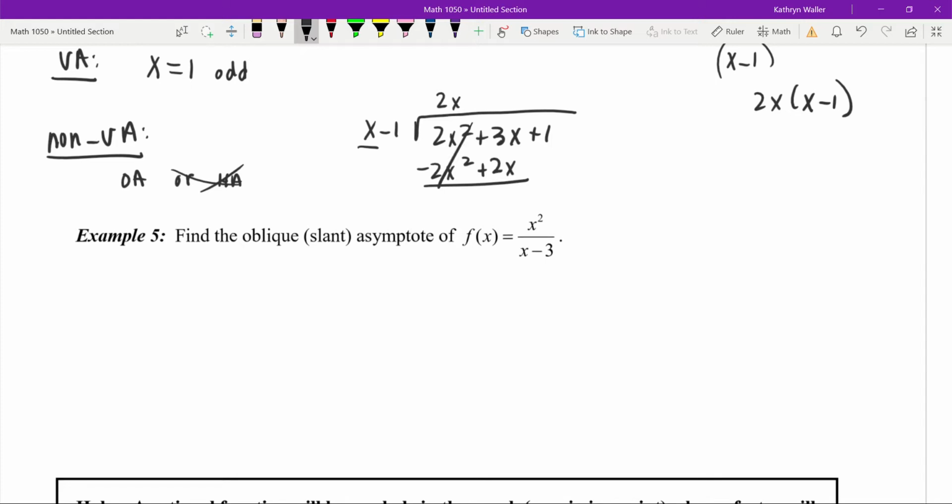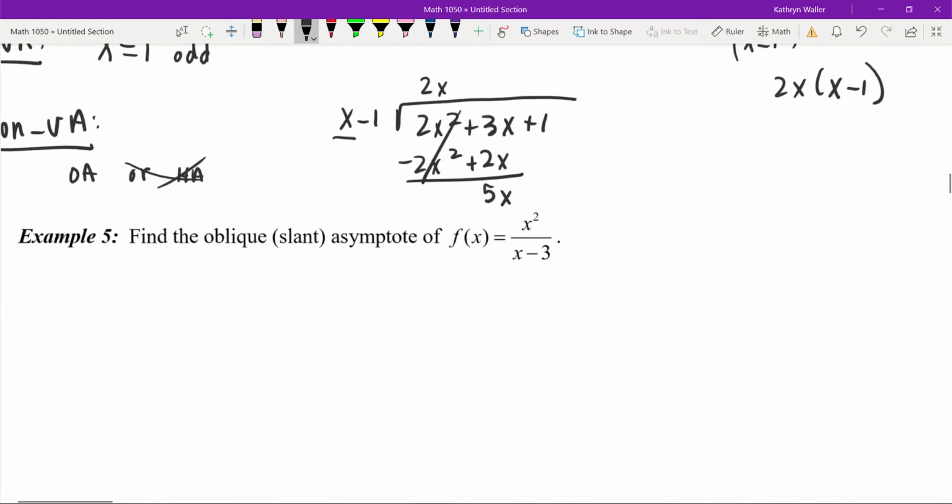The 2x to the seconds cancel. 2x plus 3x is 5x, right? Tell me what to do now. Bring down the 1, and then you start the whole thing over again. What do I multiply by x to get 5x? That would be a 5. Distribute, and I get 5x minus 5. Tell me what to do now. Change the signs, and I get a 6.